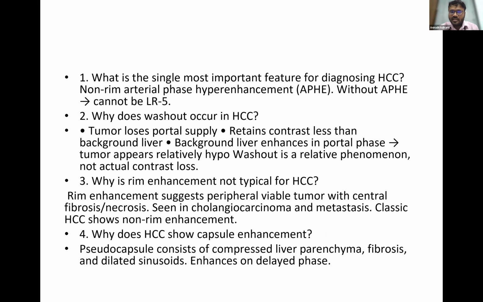Few questions let us read. What is the single most important feature for diagnosing HCC? Non-rim arterial phase hyperenhancement. Okay. Without APHE it cannot be LR5. Without arterial phase hyperenhancement it cannot be LR5. More than 2 centimeter size, non-rim arterial phase hyperenhancement, LR4. Either there is a washout or there is a capsule, LR5. Simple. Size criteria you should remember.